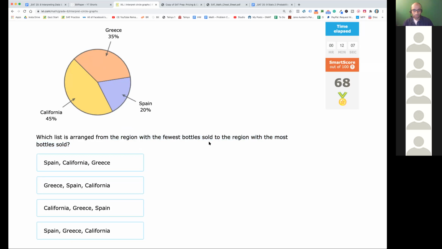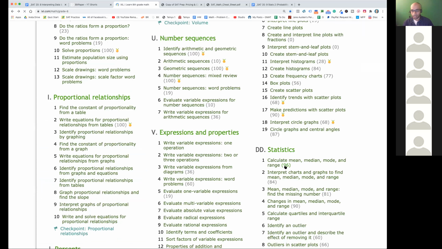Okay, which is the fewest to the most? So the fewest here is Spain, and to the most is California. So Spain and California, so that gives you D, right? This one is easy. Okay, I think this is good.